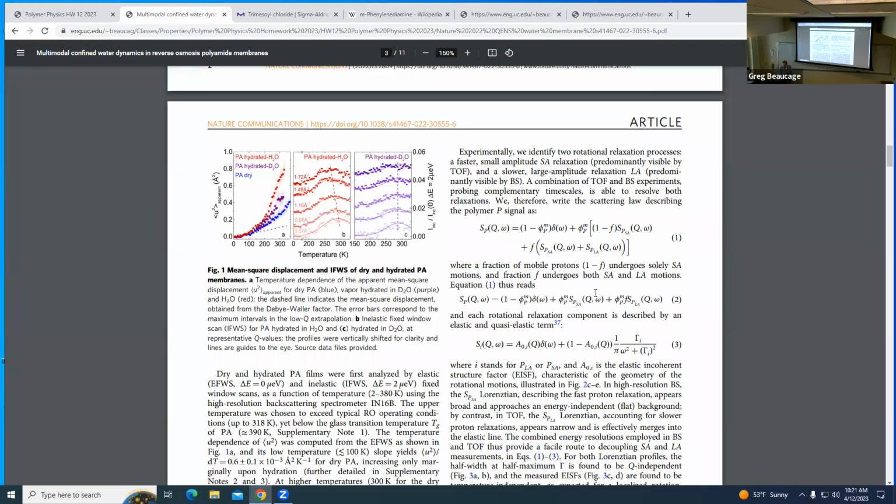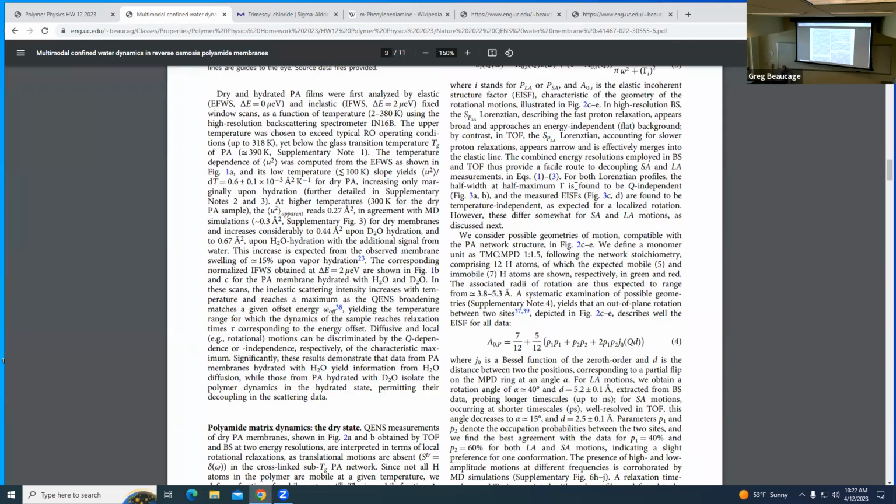So the fast one's higher energy and the slow one's lower energy. So the backscatter, which is lower energy, can pick out the large amplitude one. They're both in both, but basically one of them is in the backscatter more than the other. The other's in the time of flight more than the other. He explains that in here, like he says that down below here.